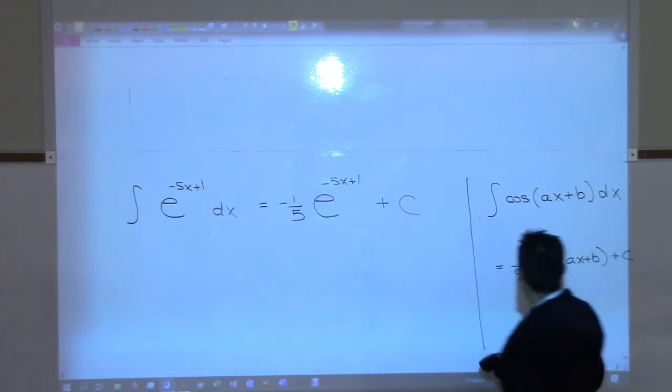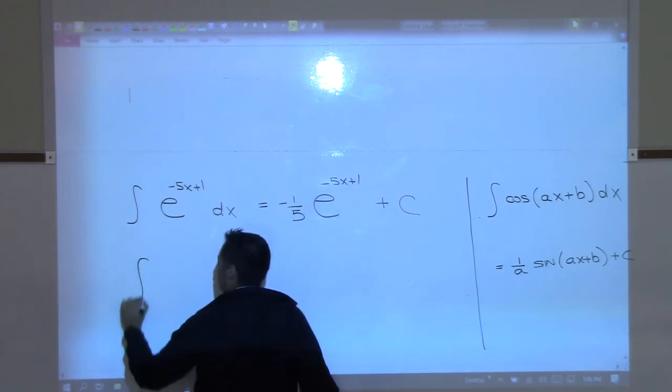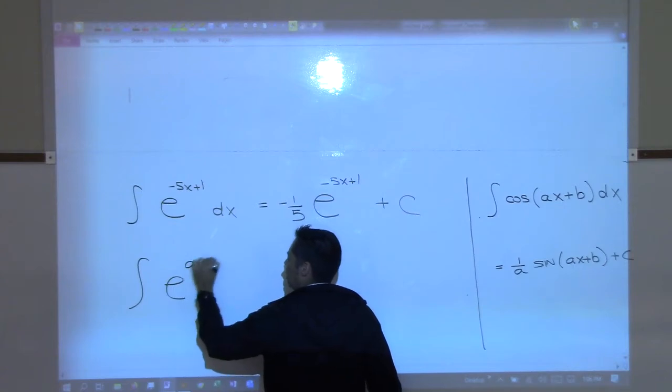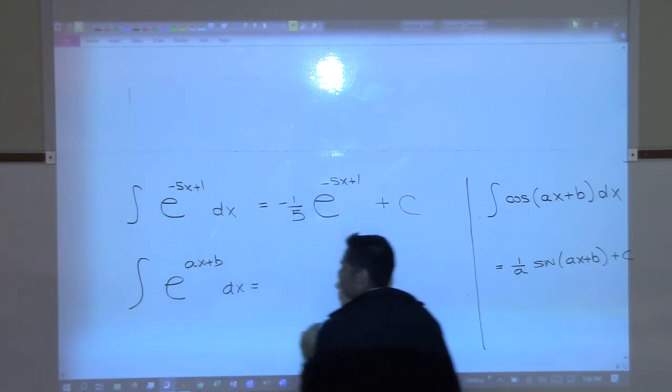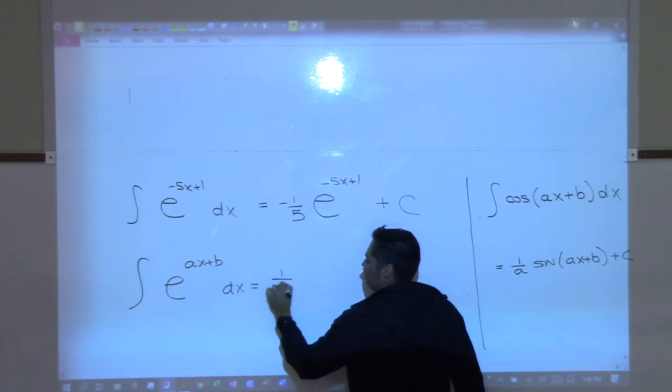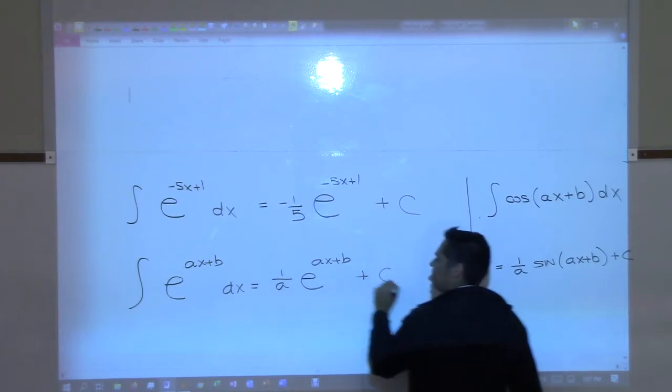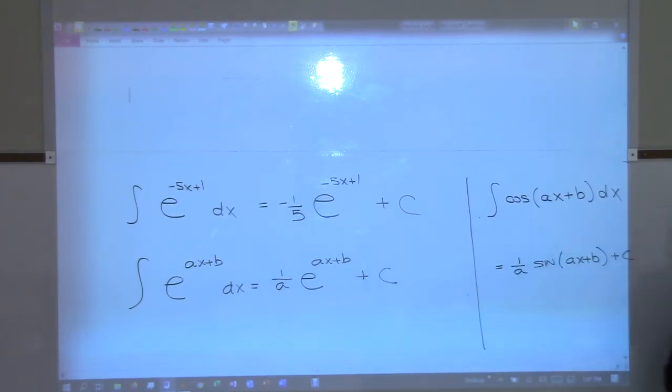So what would be a more general formula like this? What could I write here as a more general formula? e to the ax plus b dx. The antiderivative of that should be 1 over a e to the ax plus b plus some constant, right? And we can do that for every single function we know the antiderivative of already. As long as the argument of it is linear, we'll always have to scale out by that coefficient on the x every single time.